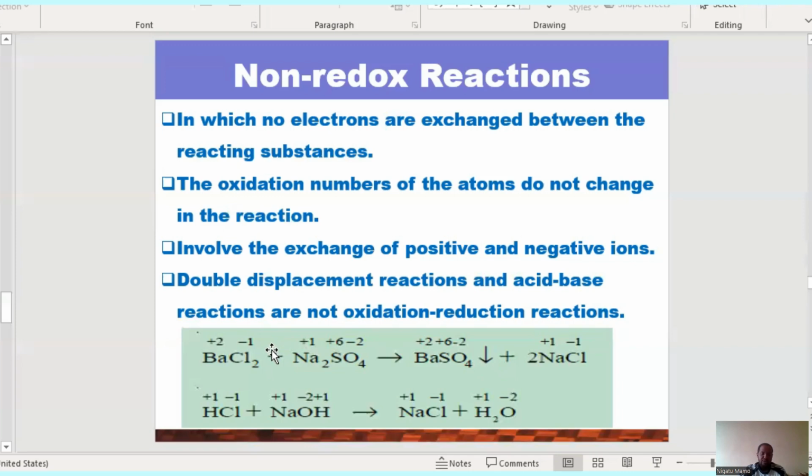That means no loss, no gain of what? Electrons, but there is exchange of ions. Okay, barium replaces sodium, sodium also replaces barium. When barium replaces sodium, it forms barium sulfate. When sodium replaces barium, it forms what? Sodium chloride. Only exchange of ions. Okay, in a non-redox reaction, there is no transfer of electrons, but there is exchange of positively and negatively charged ions.